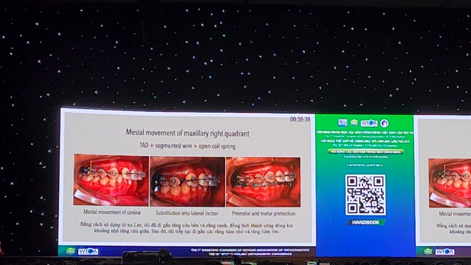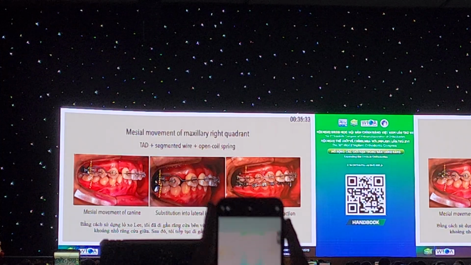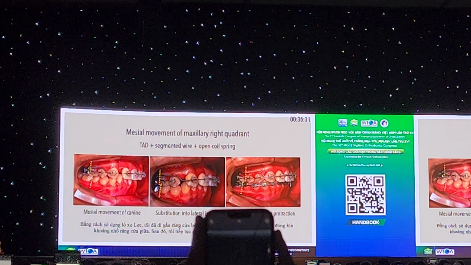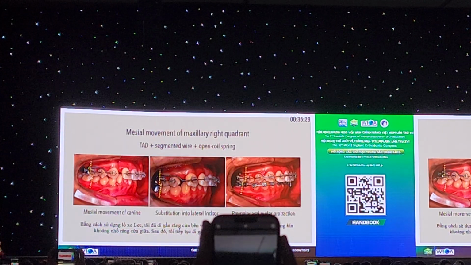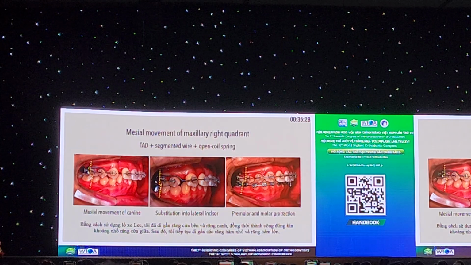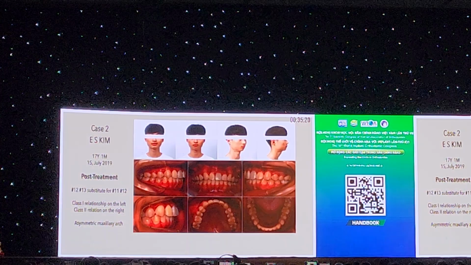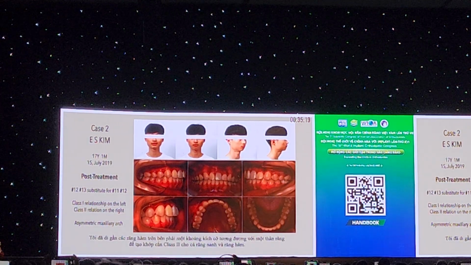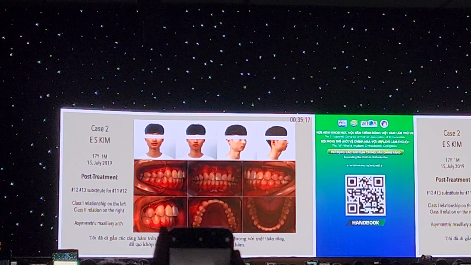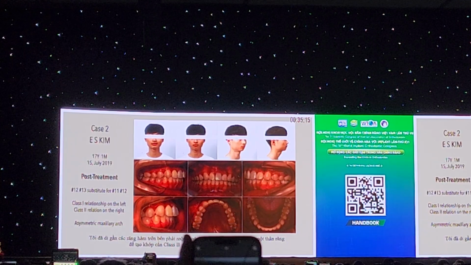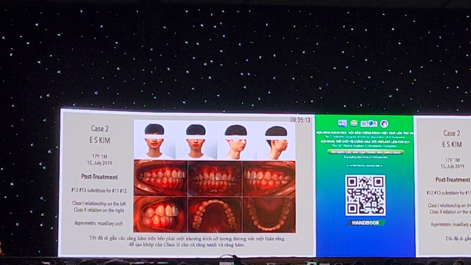Employing the leaf spring, I moved the lateral incisor and canines medially and successfully closed the extraction space of the central incisor. Subsequently, I advanced the premolar and molars medially. I protracted the upper right teeth by 1 tooth size to form a class 2 canine and molar relationship.